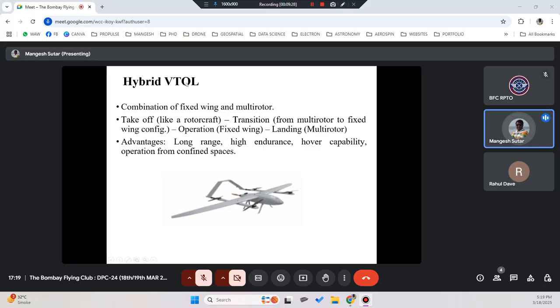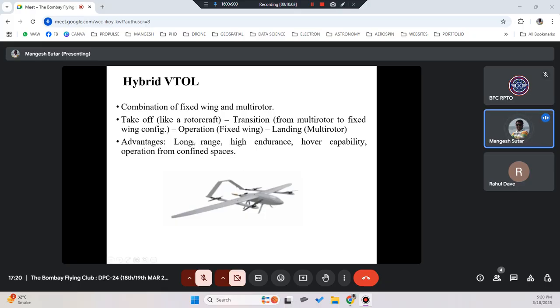So the advantages of hybrid are long range, high endurance, and also hovering capability, with operations from a confined space. If you have an area with terrain, like Assam and other places, you can use VTOLs to capture, because every time you need to change your altitude based on the terrain type. So you can't fly a fixed wing continuously on this kind of terrain, because you may get into the terrain spaces and crash into the terrain and all those things.